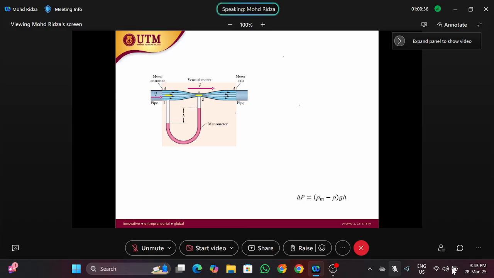This is the Bernoulli equation; we'll go into it in chapter 3, but I know you have learned this before. Bernoulli equation states that if the pressure reduces, the velocity will increase. So again, we want to know the difference in pressure between point 1, the yellow bar here in the middle of the pipe, and point 2.